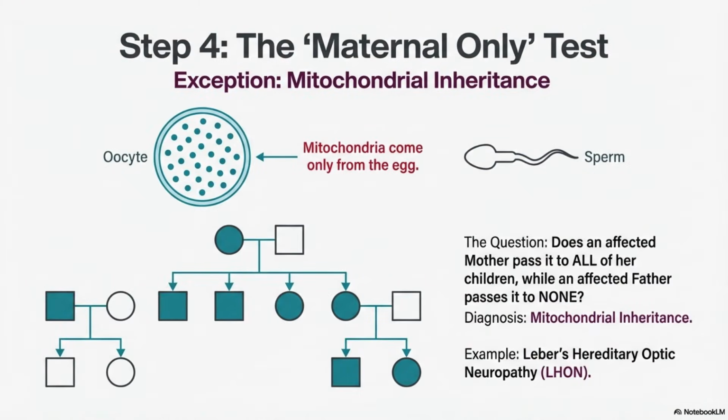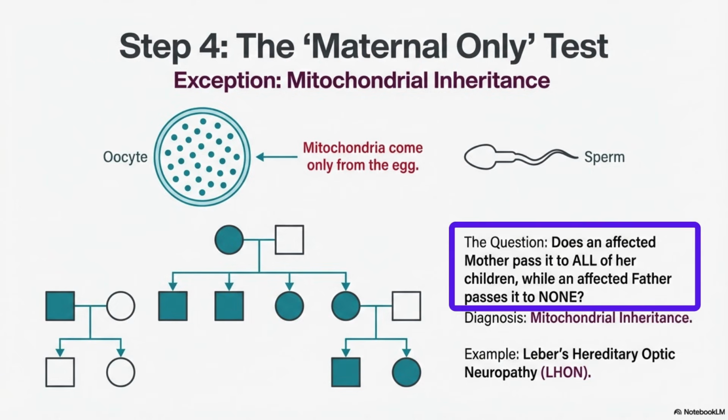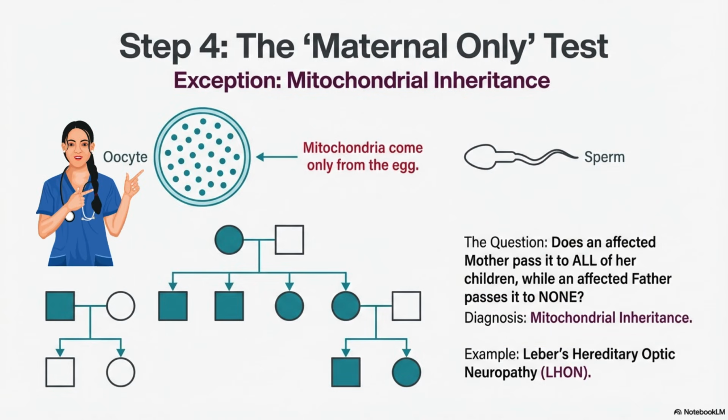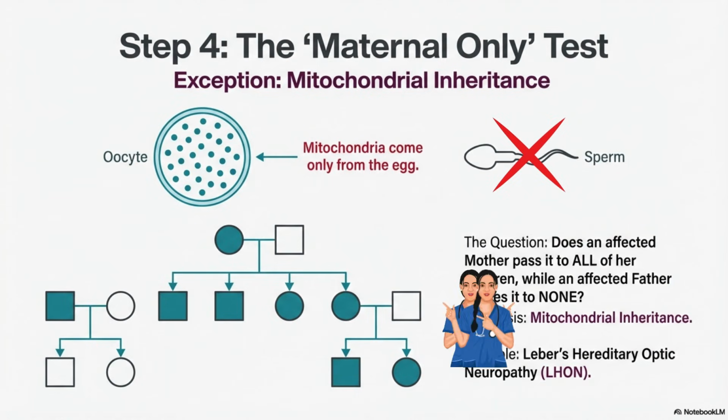Moving on to step 4, the maternal only test. This is a special case. You have to ask the question, does an affected mother pass it to all of her children, sons and daughters, while an affected father passes it to none? If the answer is yes, the diagnosis is mitochondrial inheritance. The logic here is, mitochondria comes only from the egg, the oocyte, never the sperm. Example is Leber's hereditary optic neuropathy.